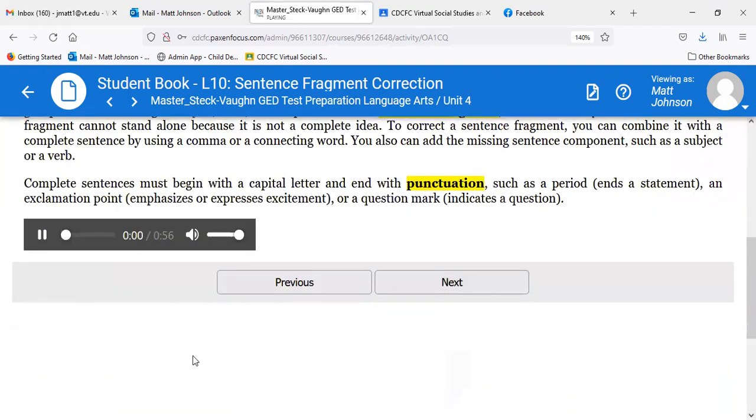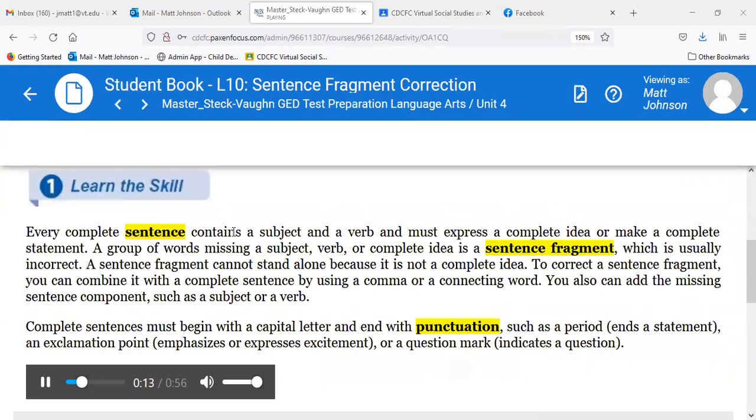All right, start this up. Every complete sentence contains a subject and a verb, and must express a complete idea or make a complete statement. A group of words missing a subject, verb, or complete idea is a sentence fragment, which is usually incorrect. A sentence fragment cannot stand alone because it is not a complete idea. To correct a sentence fragment, you can combine it with a complete sentence by using a comma or a connecting word. You can also add the missing sentence component, such as a subject or a verb.